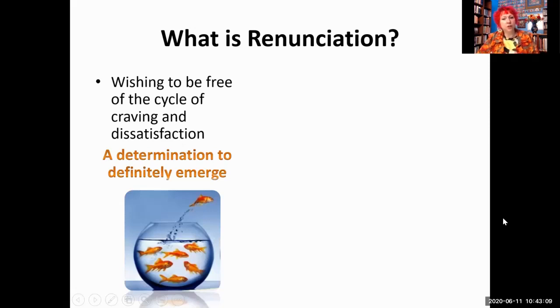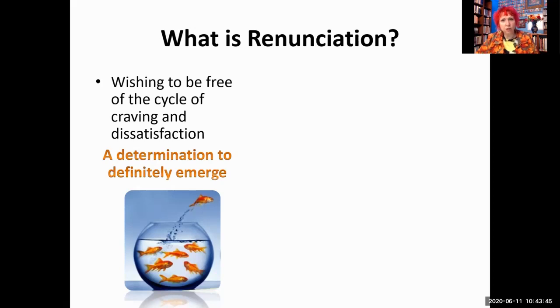And one of the translations apparently for renunciation is the determination to emerge, to definitely emerge, from the sea of samsara, the sea of cyclic existence, the constant ups and downs of cyclic existence. So we have this real determination to emerge from that. And it is based on the correct view of understanding what the causes are. And because there are causes, then we can do something about it.